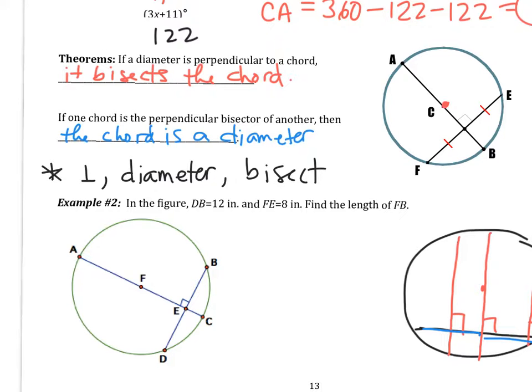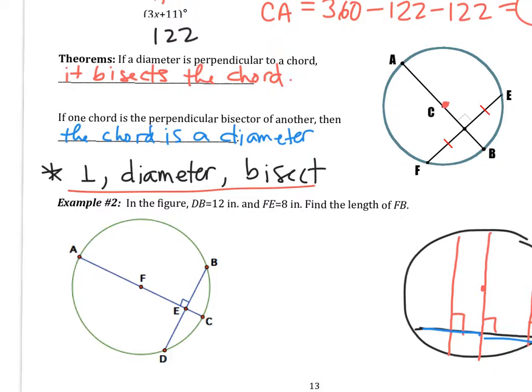So if you have two out of those three things, you can assume the third. So if I have a diameter that is perpendicular to a chord, then I know it bisects the chord. If I have a diameter that bisects a chord, then I know that it is perpendicular. If I have a line that is perpendicular and bisecting, then I know that that line is the diameter. So you always need at least two out of these three things.